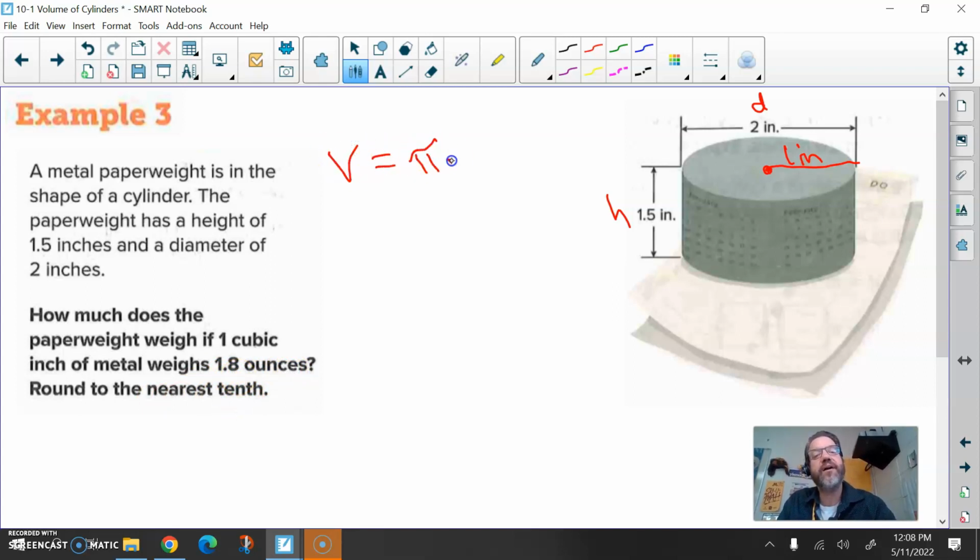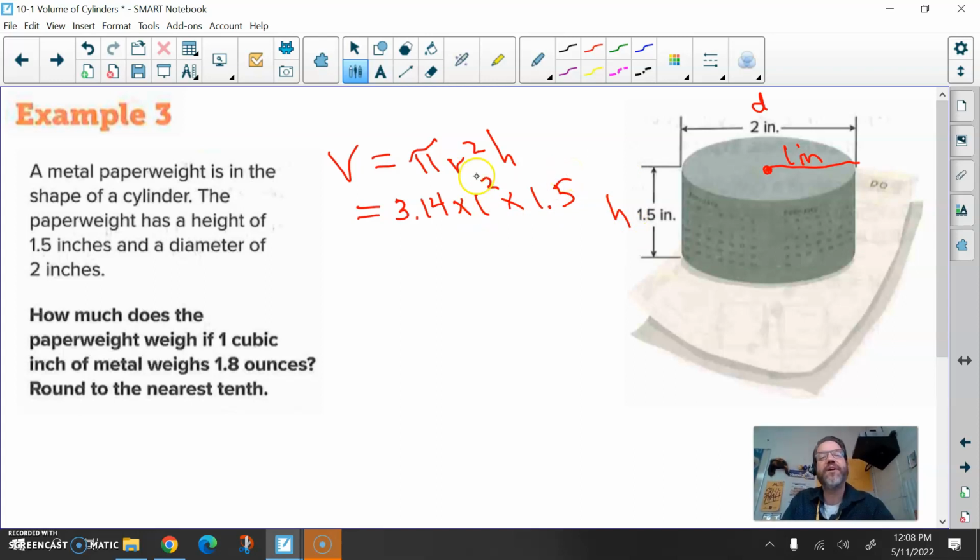Volume equals pi r squared h. We write our formula down. And we're going to do this to the nearest tenth. So we're going to use 3.14 for pi times the radius squared. Well, our radius is only 1 inch. Remember, the diameter is 2. The radius is 1. So times 1 squared, and then times the height, which is 1.5.